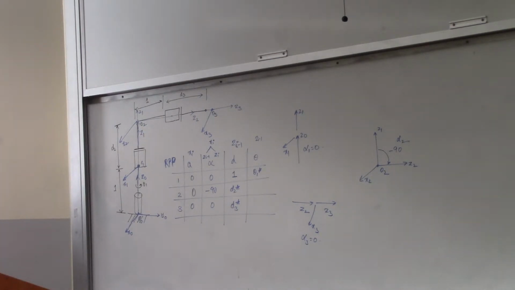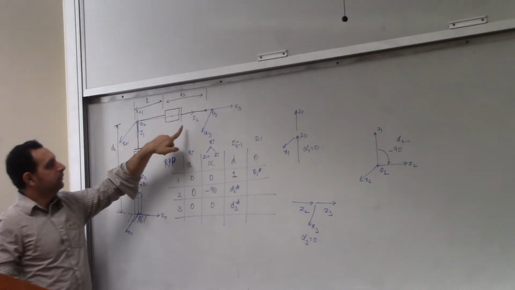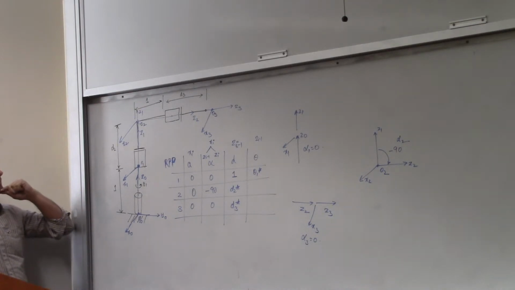How about D2? D2 is D2, right? Because this is variable, this is D2. How about D3?